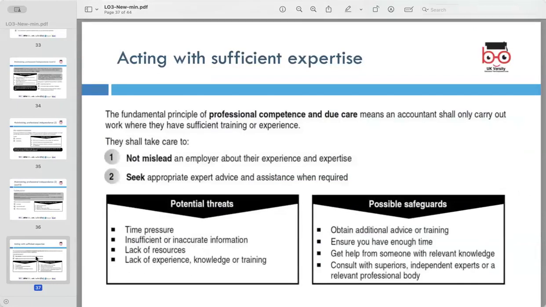Acting with sufficient expertise, professional competence, and due care are fundamental principles of accountants, requiring them to only undertake work for which they possess adequate training or experience. It's imperative for accountants to avoid misleading employers about their expertise and seek appropriate expert advice or assistance when necessary. So various threats such as time pressure, insufficient information, or lack of resources can compromise the quality of work and professionalism.